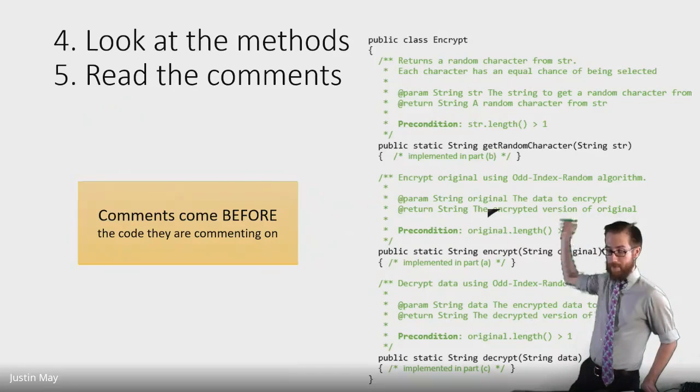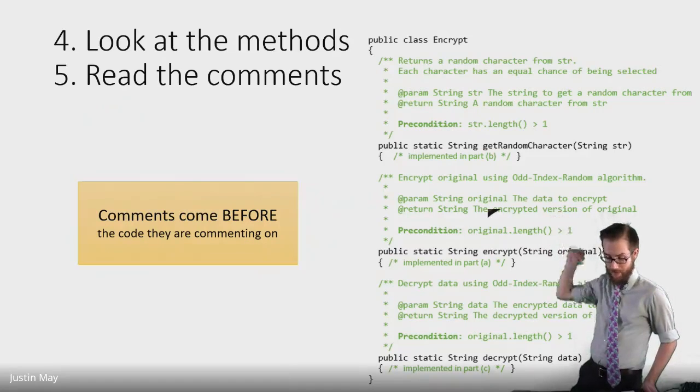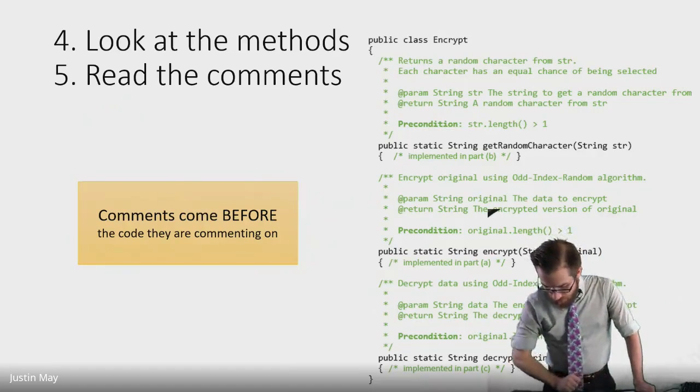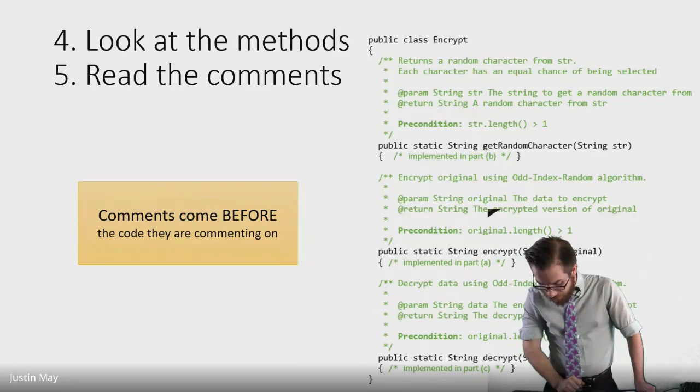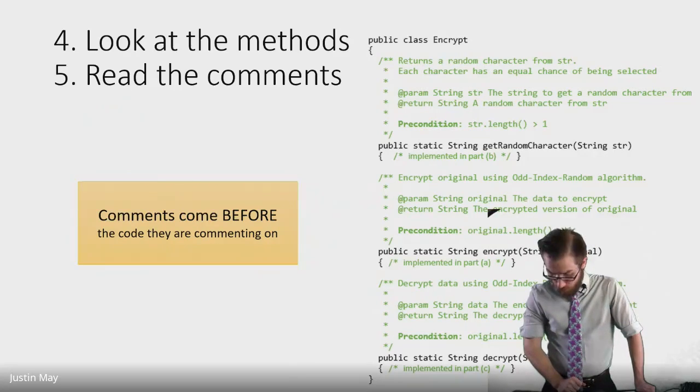Because we read top to bottom, the getRandomCharacter comment comes before the method header. It says it returns a random character from stir. Each character has an equal chance of being selected. And it has a parameter, which is a string called stir.